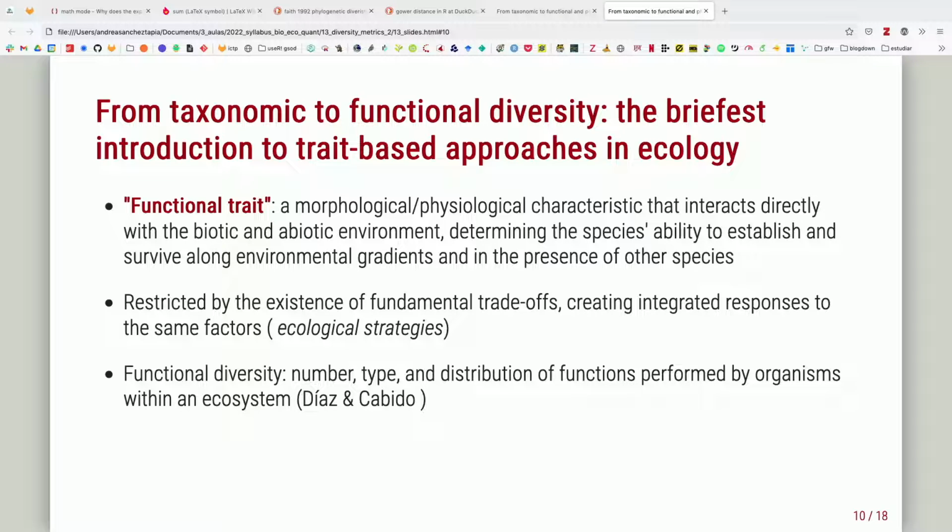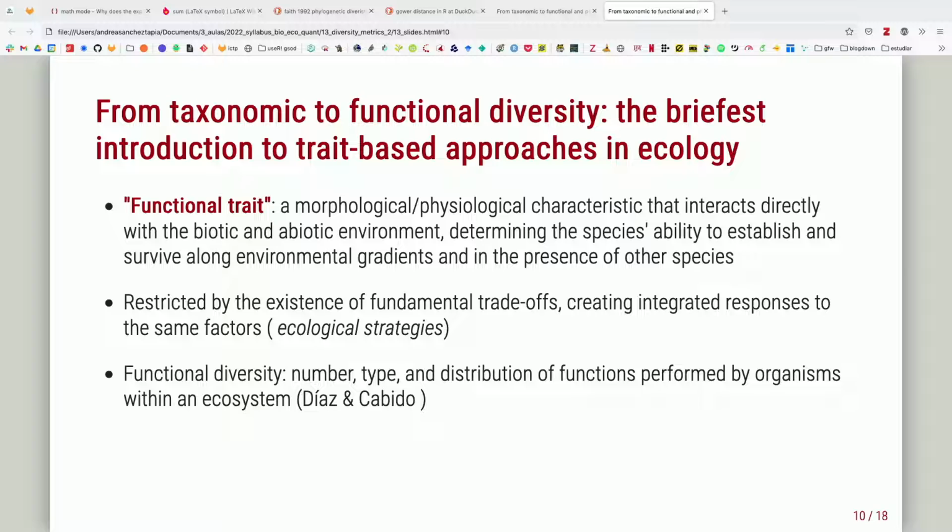And this is the briefest introduction to trait-based approaches in ecology you will have. It's like 2 slides. Because basically a functional trait is a morpho-physiological or demographic trait of a species that allows it to belong to the environment, to respond to the environment. And it will determine the species' ability to survive. So species are not there because of their belonging to a species or to the other. It's because they have traits that allow them to survive or not.